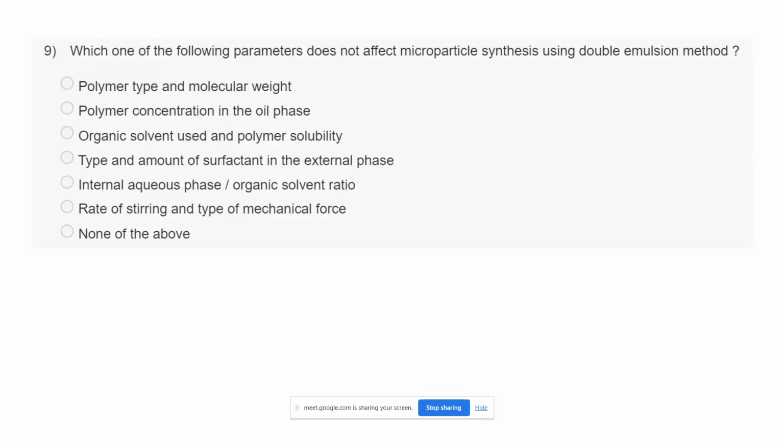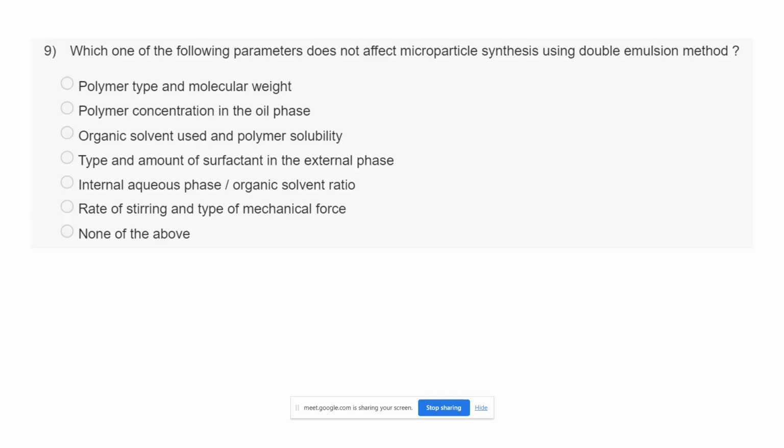The next question is, which one of the following parameters does not affect microparticle synthesis using double emulsion method? Polymer type and molecular weight, polymer concentration in the oil phase, organic solvent used and polymer solubility, type and amount of surfactant in the external phase, internal aqueous phase or organic solvent ratio, rate of stirring and type of mechanical force, or none of the above.